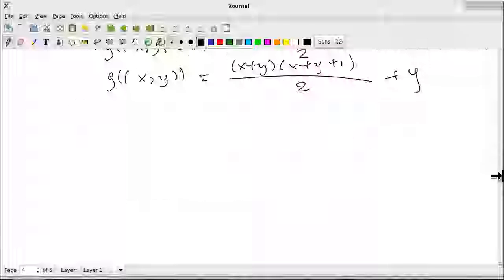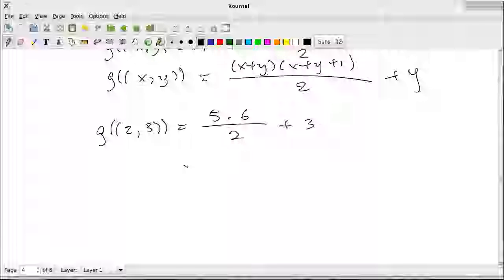So we'll try to figure out what is the natural number corresponding to the coordinate of 2, 3. So according to this, it is 5 times 6, the whole thing divided by 2, plus 3. So that's 15 plus 3, which is 18. Okay? Well, is it really 18?